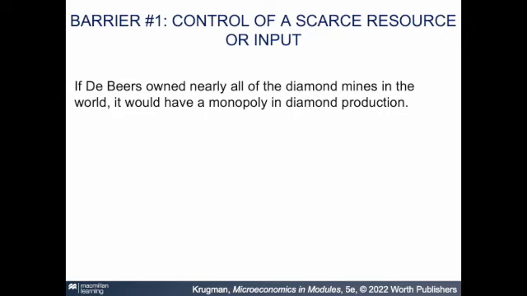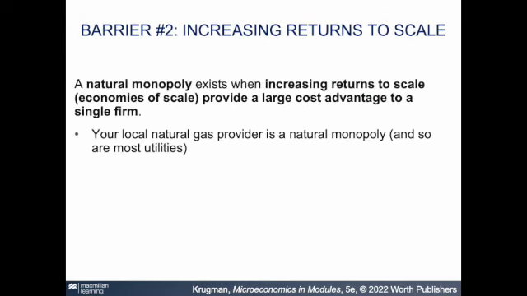Barrier number 1, control of a scarce resource or input. If De Beers owned nearly all of the diamond mines in the world, it would have a monopoly in diamond production. Barrier number 2, increasing returns to scale. A natural monopoly exists when increasing returns to scale, economies of scale, provide a large cost advantage to a single firm. Your local natural gas provider is a natural monopoly, and so are most utilities.